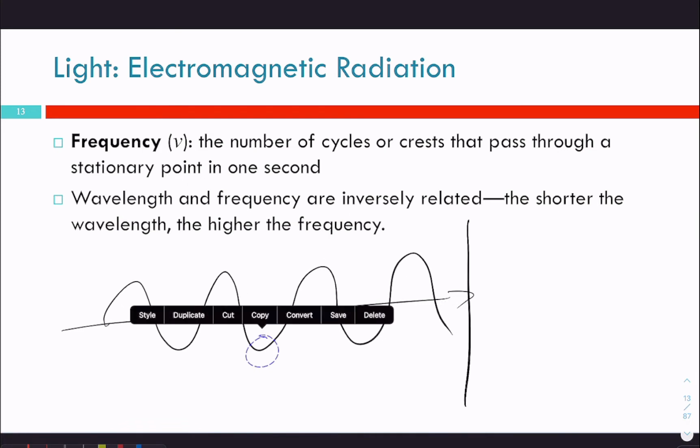And then because light is always moving at the same speed, the wavelength is inversely related to the frequency. If you have a wave where the crests are really close together, since it's moving at the same speed, you're going to have more crests passing a point in 1 second, versus a long wavelength, where fewer crests will pass in a second. So the shorter the wavelength, the higher the frequency.